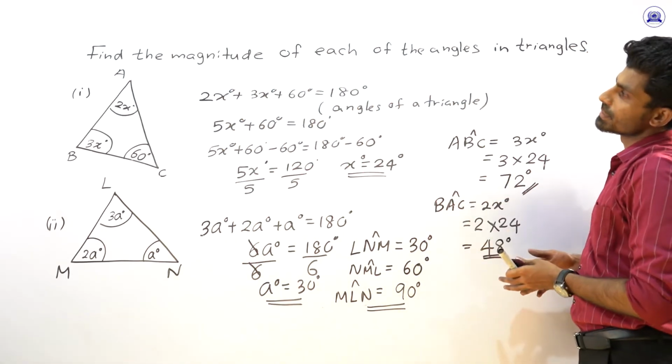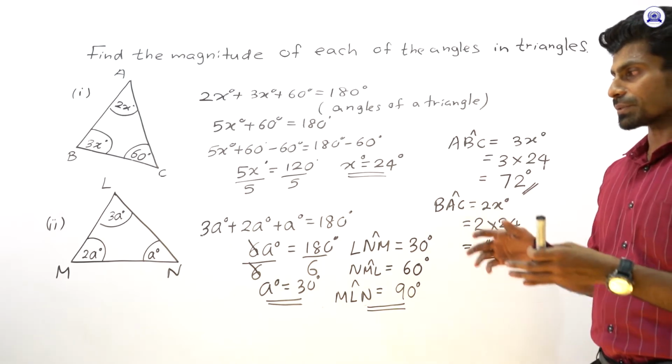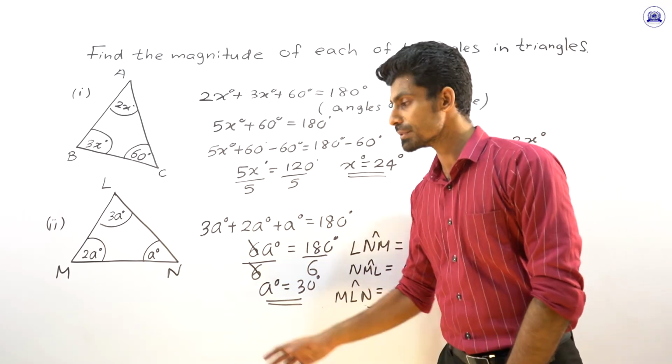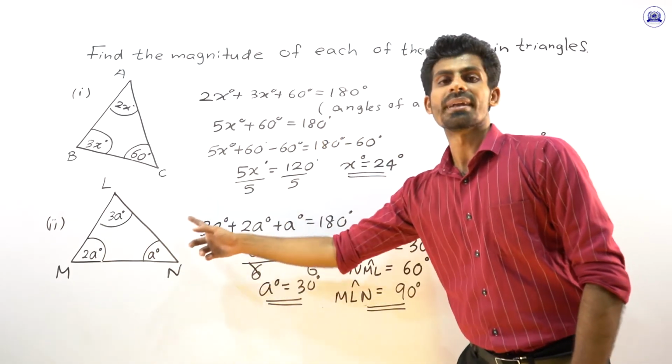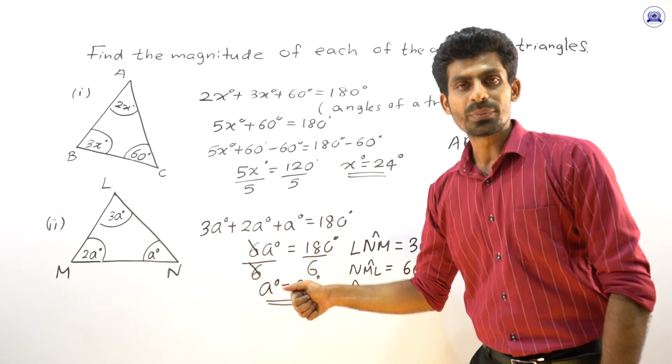So find the magnitude of each angle in the triangle. So what is the equation? The one and only I have used: all three angles are equal to 180 degrees. Let's move to the third one.